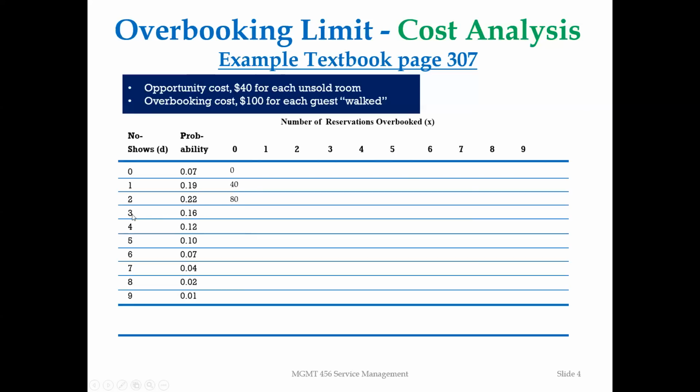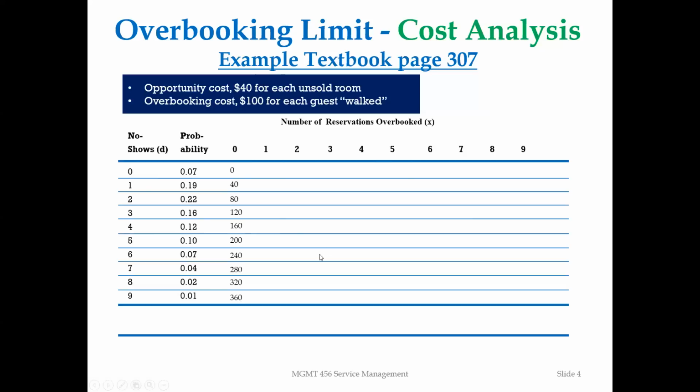So what if I have 3 no-shows? Again, I will have opportunity cost. Total cost will be $120 because I have 3 empty rooms. For 4 no-shows, the cost is $160, then $200, and you can fill the rest of the column. So these numbers represent the cost if I overbook by 0 under different situations. So I fill the first column.